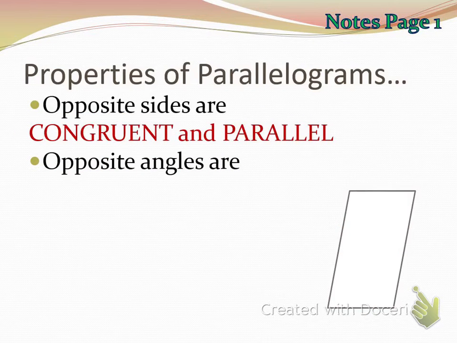What did we know about opposite angles? They're congruent to each other. So if this one was 80, this one would be 80. Opposite angles are congruent.